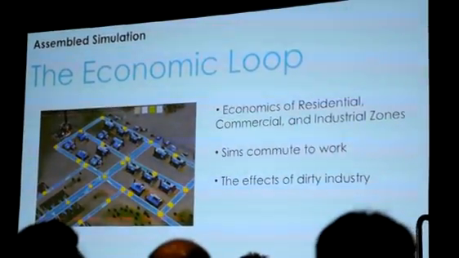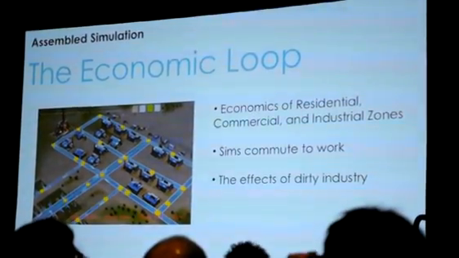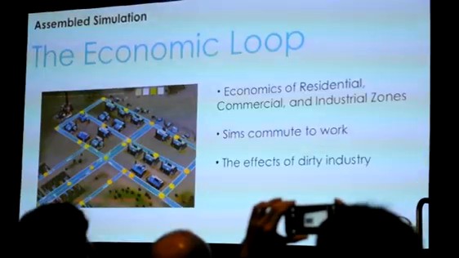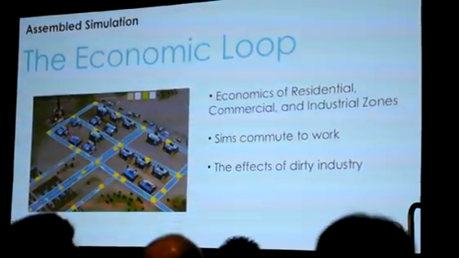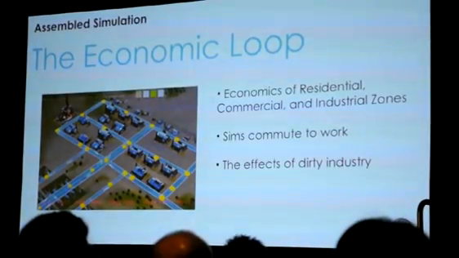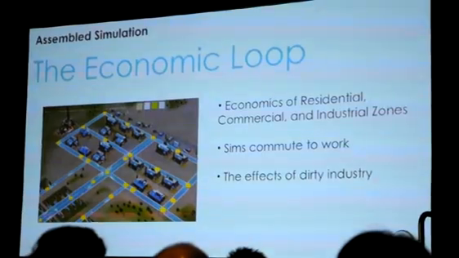So the first video I'm going to show is an example of this economic loop. Residential, commercial, and industrial have always been the three zone types in SimCity, and this is our new take on how that works. We're going to see Sims commuting to work, and we're also going to see some of the effects of dirty industry. So let's start that.